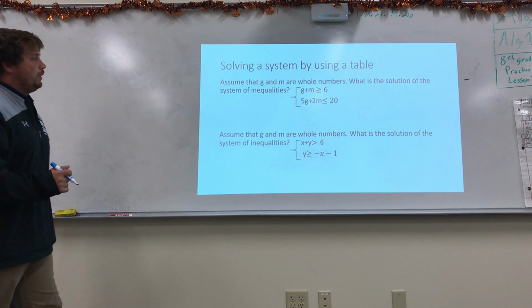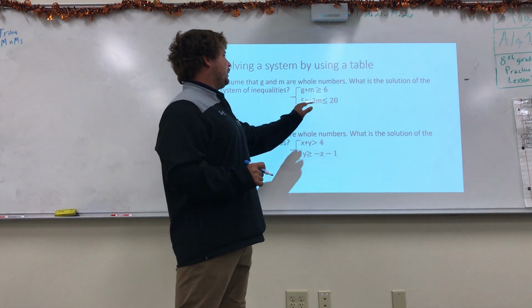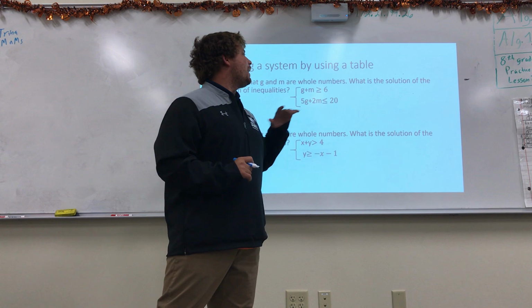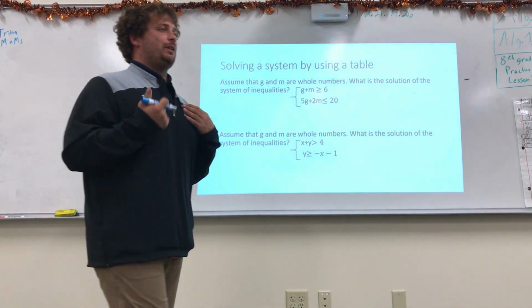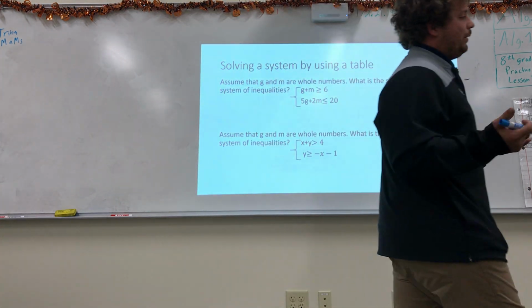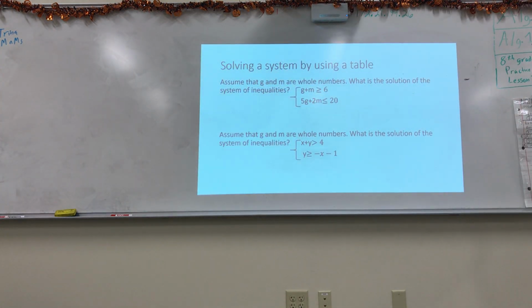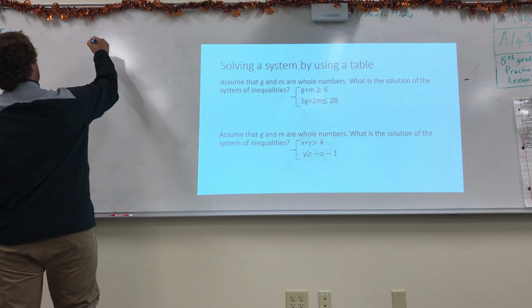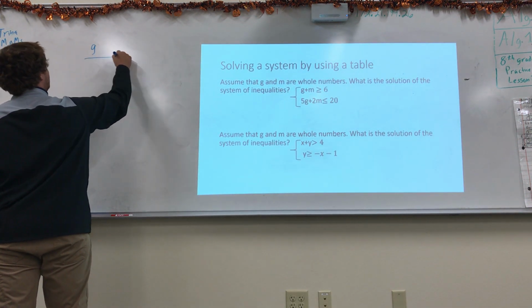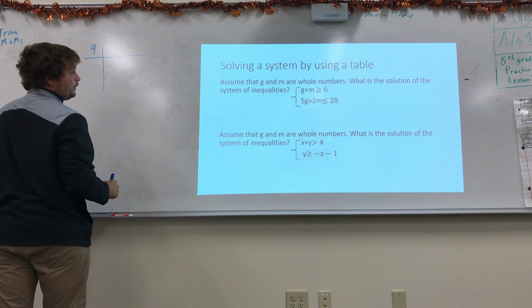So, I'm going to go with the bottom one because my variables are less than 20. If I go greater than, can't my numbers always get bigger and bigger? Realistically, they could get smaller too if I go negative, but I'm not going to go negative. Okay, so I'm going to do my G first. What are some values that work for G?